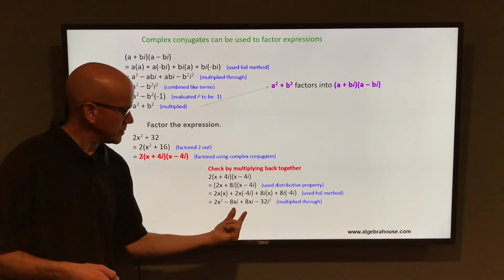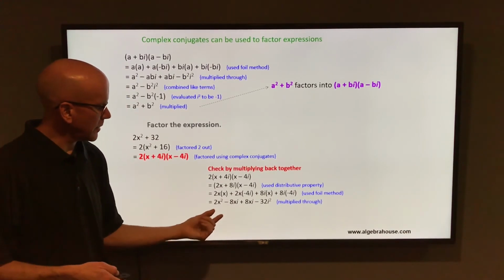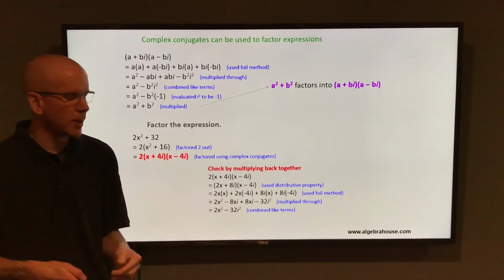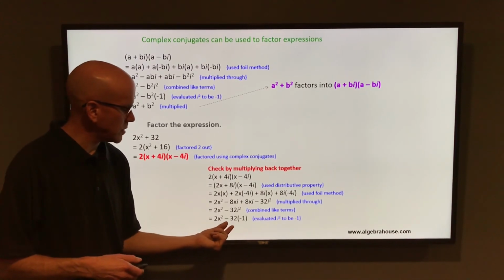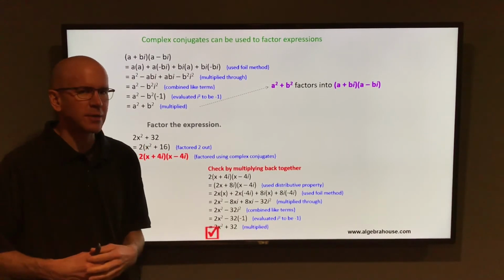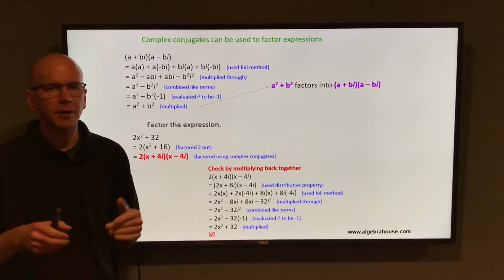Now combine the like terms in the middle, negative 8xi and 8xi, those will knock each other out. So we're left with 2x squared minus 32i squared. Remember, i squared is negative 1. So it'd be 2x squared minus 32 times negative 1. And guess what? Big surprise, that turns out to be 2x squared plus 32. So it is possible to factor a sum of two squares.